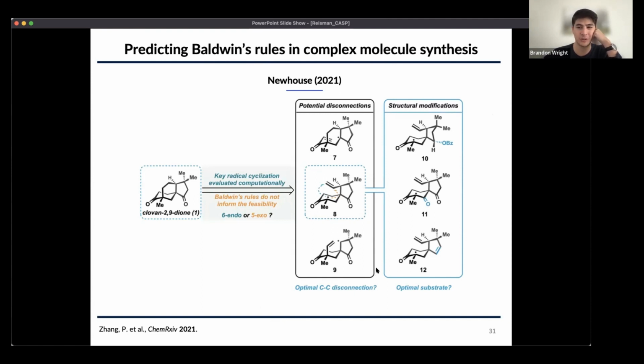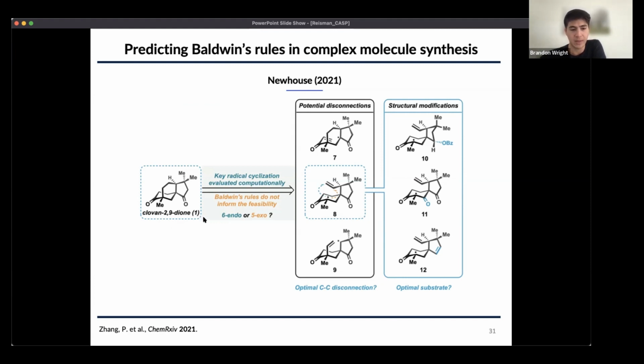People are starting to use these computational tools in their research more and more. And so if you follow this field going forward, you'll see a lot of growth in the publications as well. But here's this preprint. It's still up on the archive. And what the Newhouse group had an interest in doing is they wanted to make this tricyclic compound, clovane 2,9-dione.